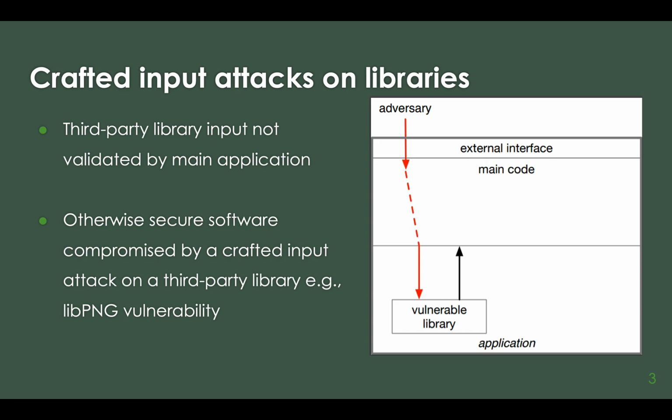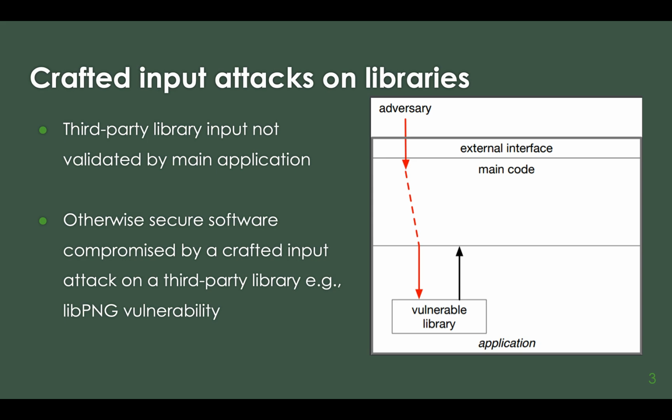Oftentimes, when developers are creating large applications, they make use of third-party libraries. These third-party libraries may have vulnerabilities in them. What makes these libraries particularly important is that if a vulnerability is found within a library that is exploitable, then it compromises the security of the entire application because the library and the main application share the same address space. As a consequence, if there is a vulnerability within a library that is exploited by an adversary, then that adversary may be able to touch any of the data within the address space of the process.